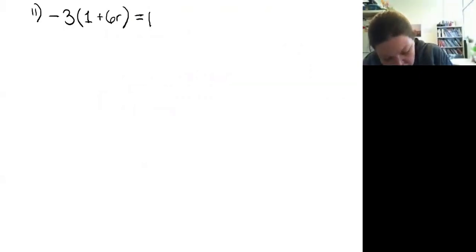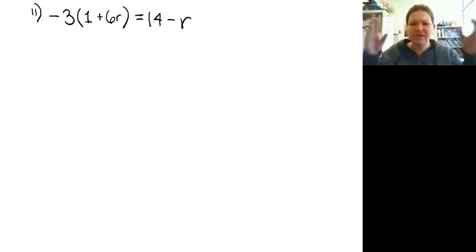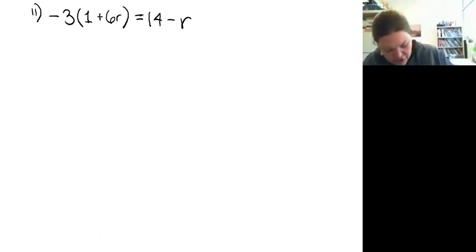So here we have example 11 from the Kuta worksheet: -3 times (1 + 6r) equals 14 minus r. So yes, there's letters on both sides, but I'm still going to start with that first thing, which is simplify. Do any cleaning up that I can do. Do you see any simplifying I can do on the left or right hand side? Yeah, you see that simplifying on that left hand side. We have some multiplication we can do.